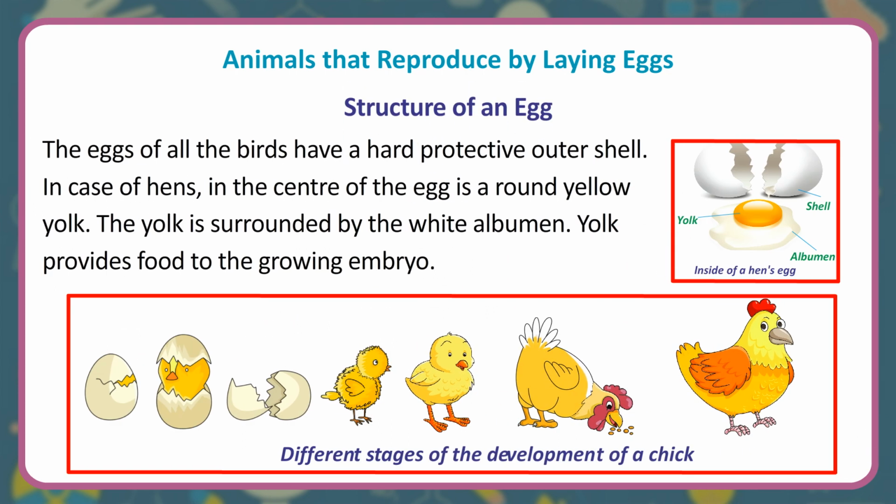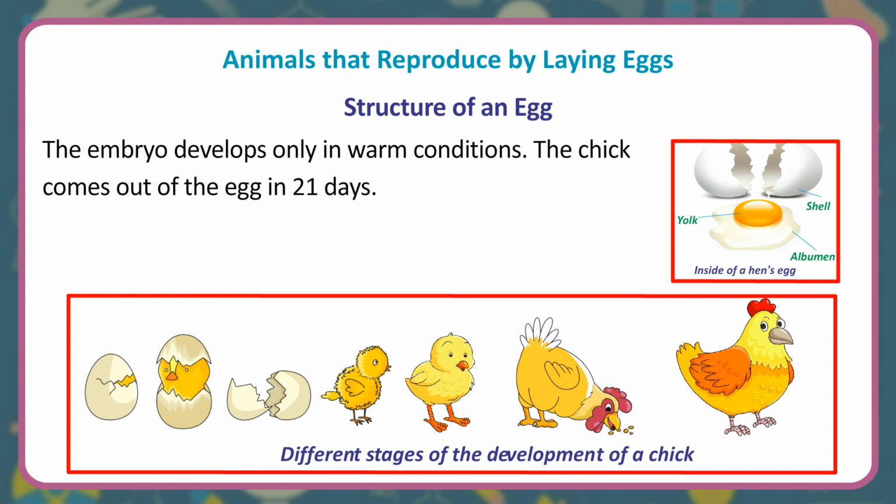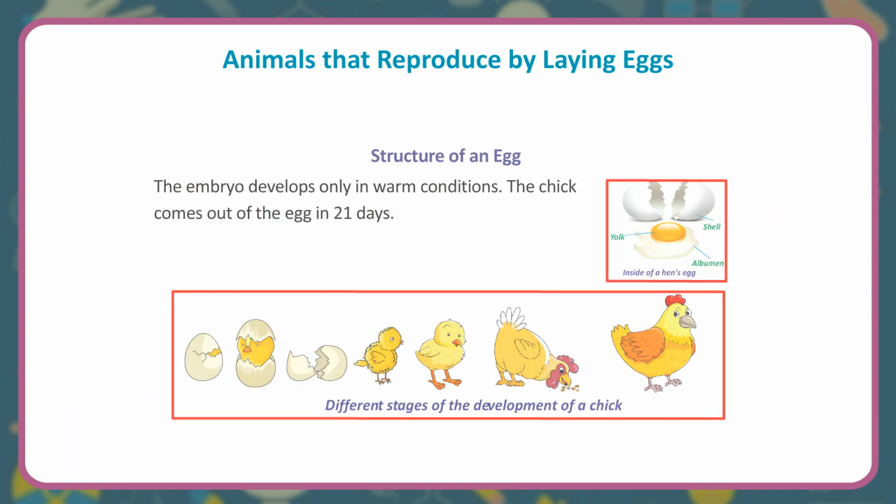The eggs of all the birds have a hard protective outer shell. In case of hens, in the center of the egg is a round yellow yolk. The yolk is surrounded by the white albumin. Yolk provides food to the growing embryo. The embryo develops only in warm conditions. The chick comes out of the egg in 21 days.